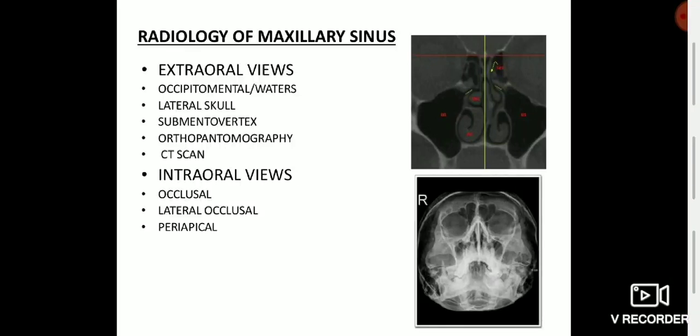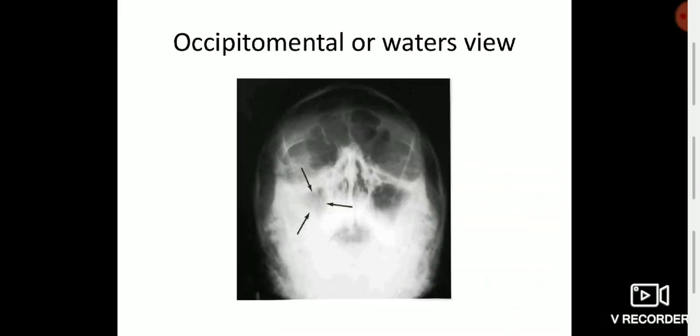Good morning everyone. Today we are going to discuss the radiology of the maxillary sinus and maxillary sinusitis. Coming to the extraoral views, under extraoral views you have occipitomental, which is also called Waters view. You have lateral skull, submental vertex, orthopantomography and your CT scan. Coming to the intraoral views, you have occlusal, lateral occlusal and periapical radiograph.